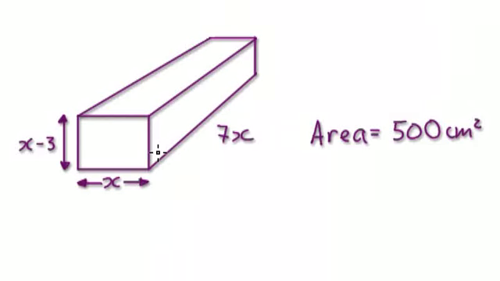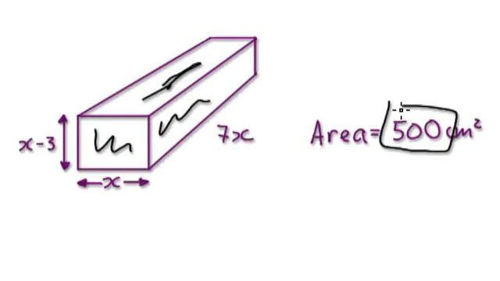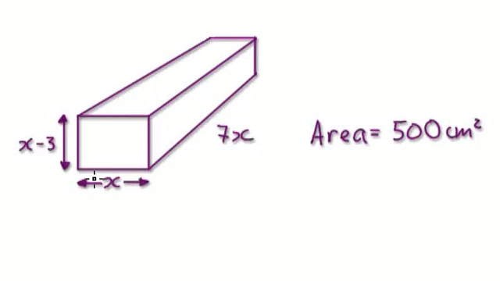Okay, and the total area of the material given to you is 500 centimeters squared. So basically, what that means is the surface area of this box must equal 500. Okay, so work out what x must be in order to have a surface area of 500 centimeters squared. Okay, so press pause and have a go.